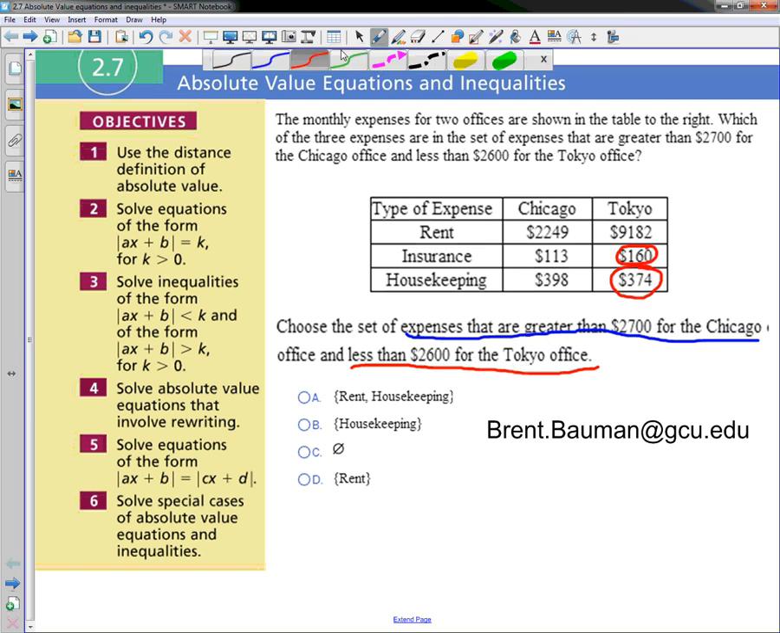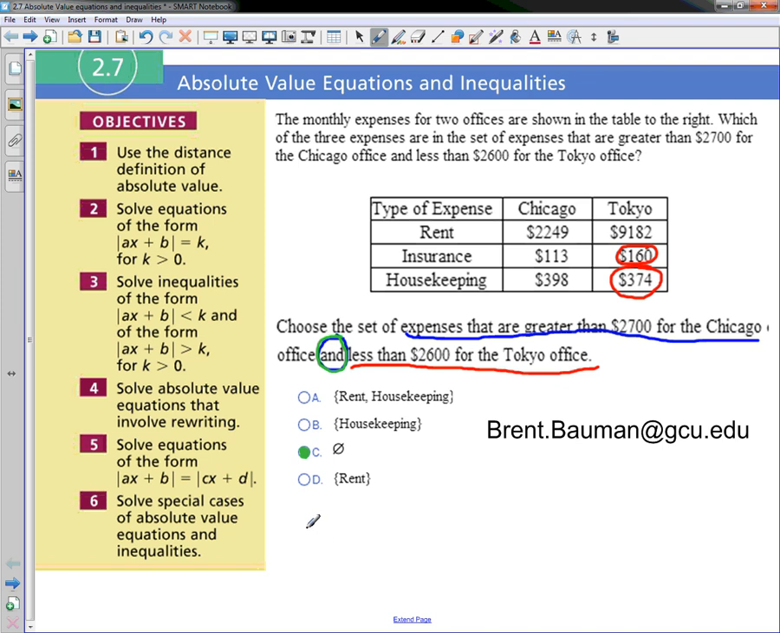Now we need to figure out what type of statement we're working with. Well, we're working with an AND statement. So that means that it has to satisfy both. So the first one, we didn't find any expenses that were greater than $2,700. So there was nothing in our first set. In our second set, we did find two. Since we're dealing with an AND statement, it has to be in both. So we don't have anything that's in both. So this would be C.